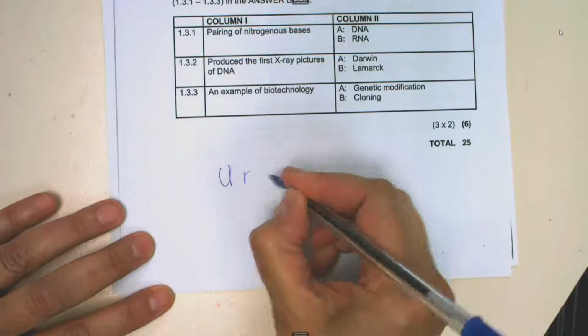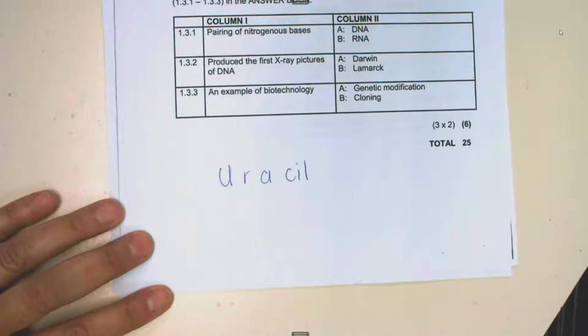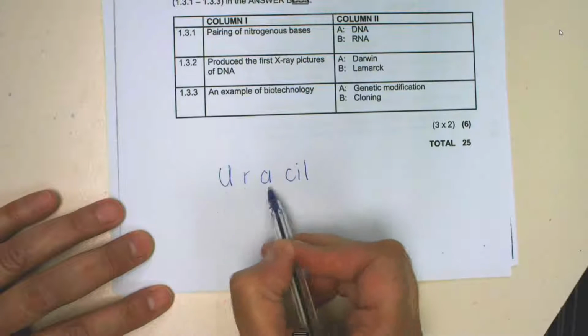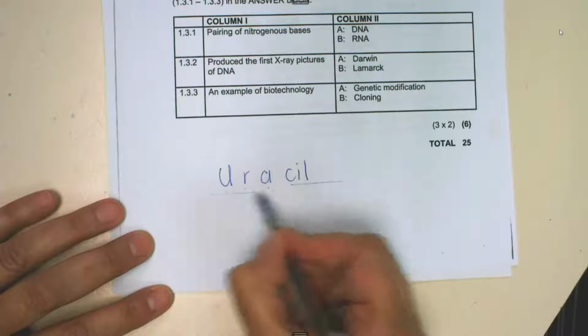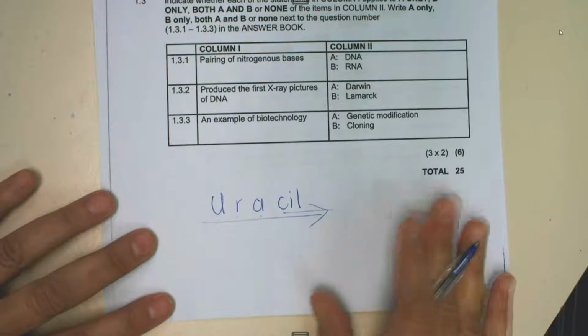You are a silly child not to know how to spell uracil. So you can make a rhyme for yourself. You are a silly child. This is how you spell uracil. Don't worry about that. You can spell uracil.